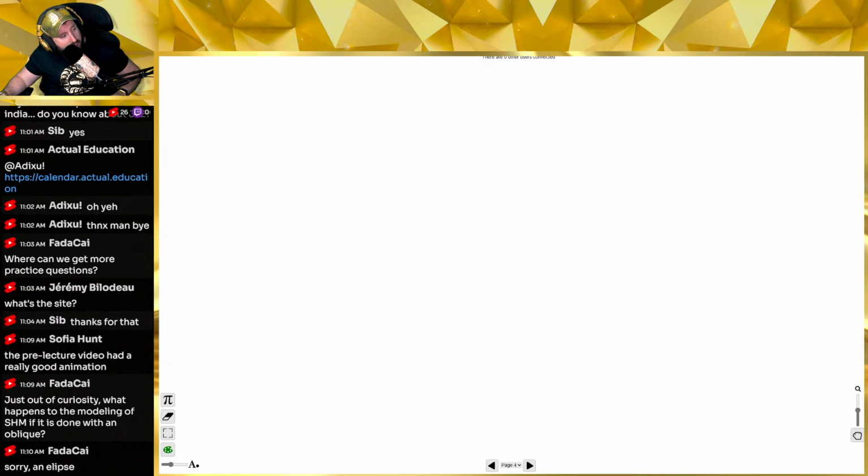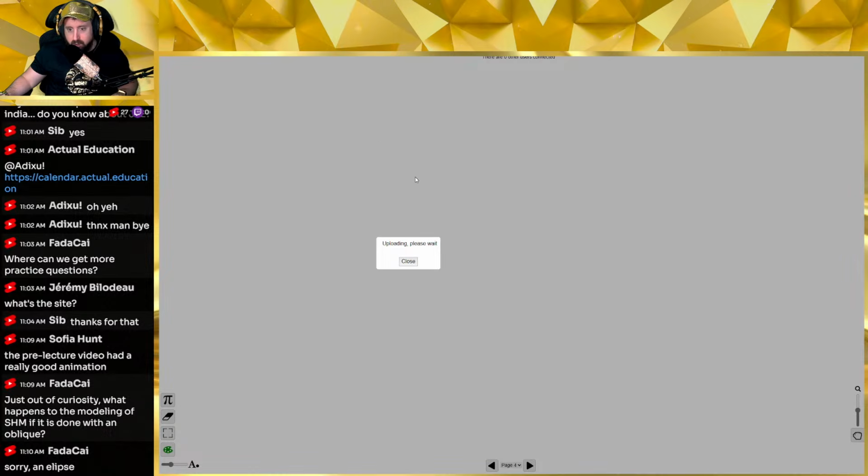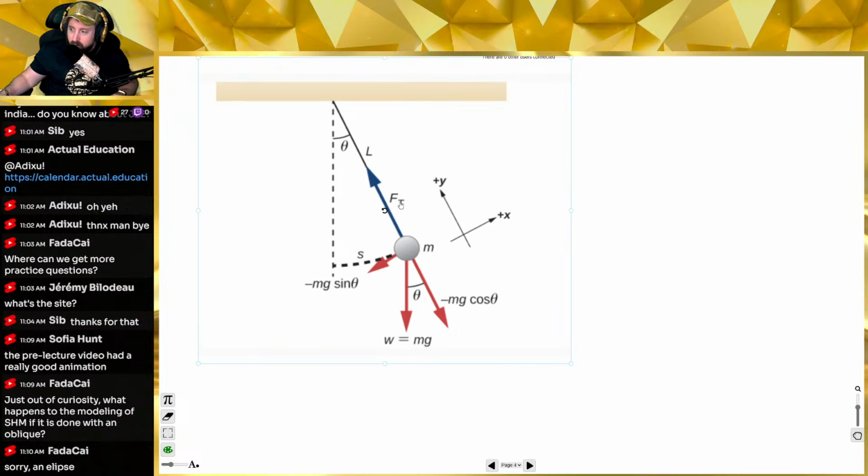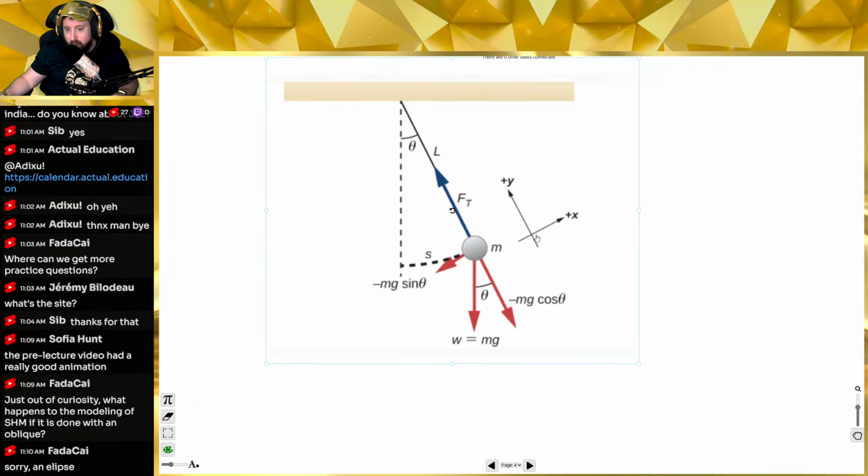Let's get to the next thing, which is pendulums. Pendulums are really cool. So here we have, for instance, the force diagram on a pendulum. Because pendulums also exhibit simple harmonic motion, right? You've ever seen it before, right? If you pull something up and it swings back and forth, that also is simple harmonic motion.